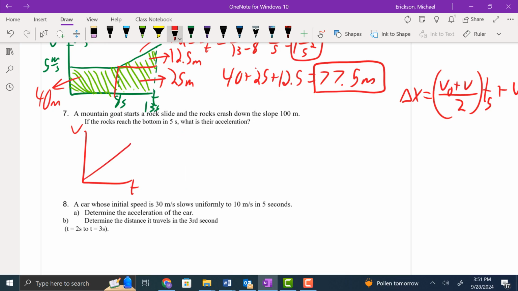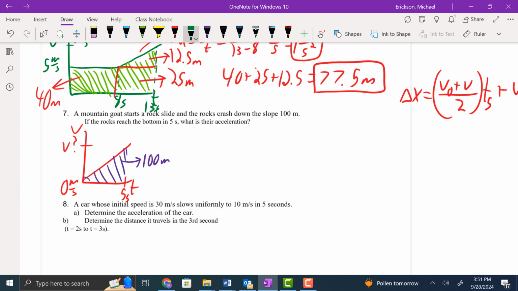So I'm going to say it's speeding up. I'm going to say it starts at 0 again. I don't know its final velocity. I do know it's 5 seconds it takes to get down there. I know this area here is 100 meters. But I don't know anything else. I don't know final velocity. I don't know slope. So, all right, how am I going to solve this?